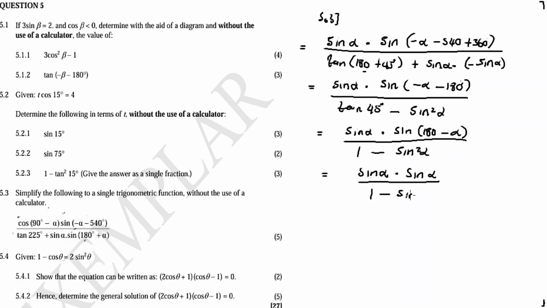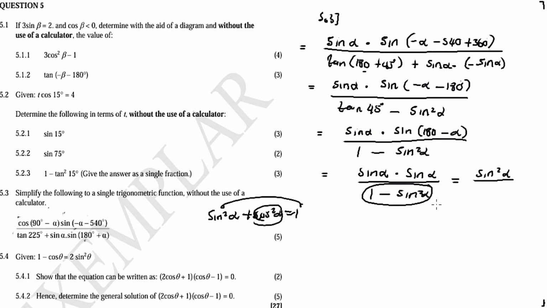So 1 minus sine squared alpha, and so sine squared alpha divided by... We already have this: it's an identity. Sine squared alpha plus cos squared alpha is equal to 1. So I transpose the sine squared alpha and I'm left with the cos squared alpha. So it will be sine squared alpha over cos squared alpha, that's tan squared alpha. So this is our answer, a single trigonometric ratio.